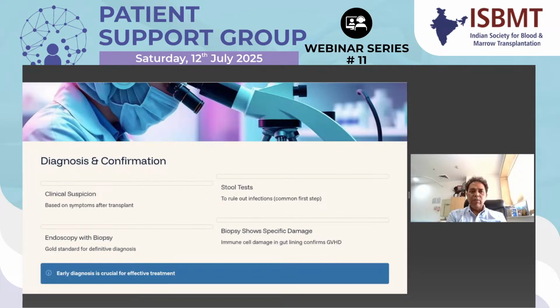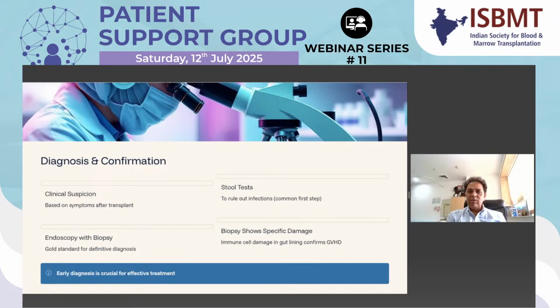So how do we diagnose GVHD? How do we diagnose gut GVHD? How do we confirm it? The first part is symptoms. If you have done a transplant and a patient has the symptoms we talked about, then our radar antennas go up, we start thinking, is this GVHD? But just having the symptoms is not enough. We will need to confirm it.